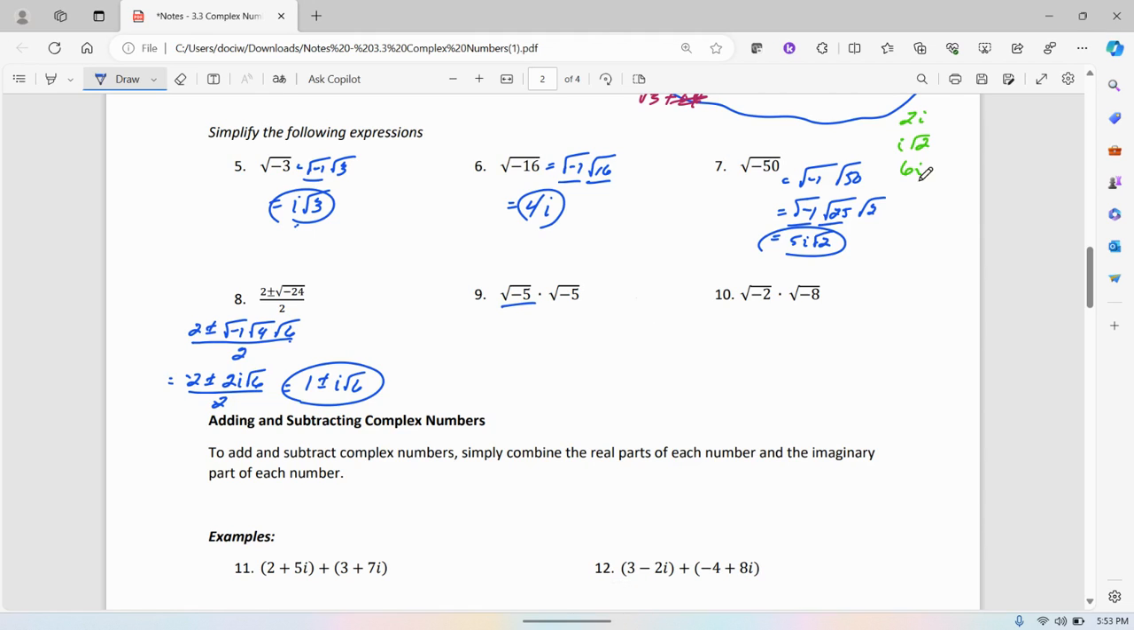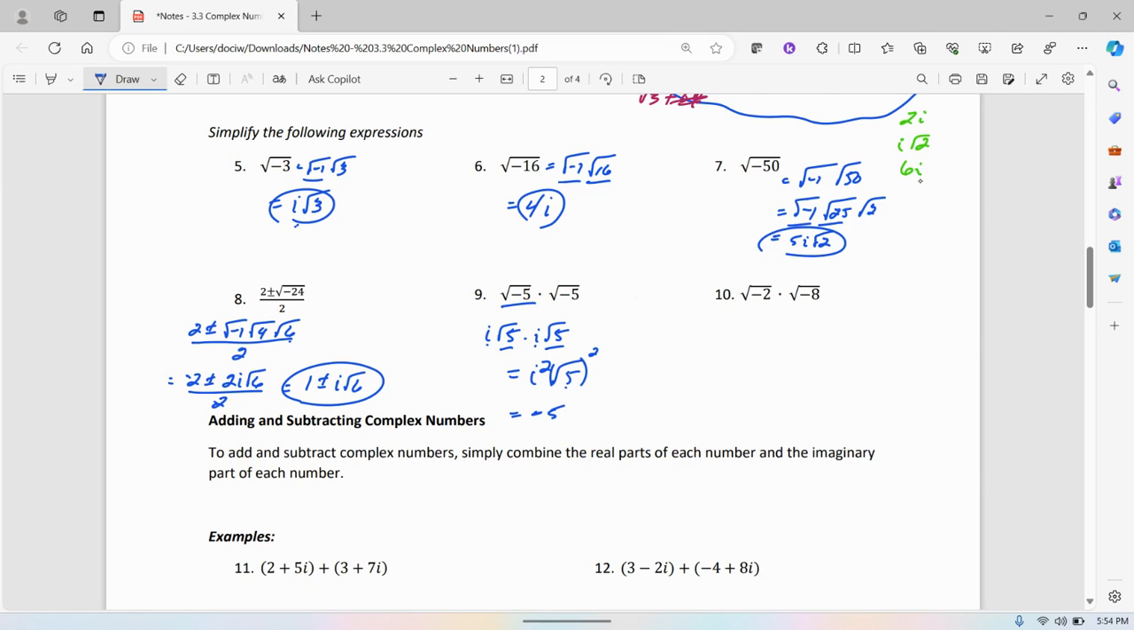The square root of negative 5 is i root 5. So now I have i times i, which is i squared, times the square root of 5 times the square root of 5, which is the square root of 5 squared. The square root of 5 squared is 5, and i squared is negative 1. So I just get negative 5.